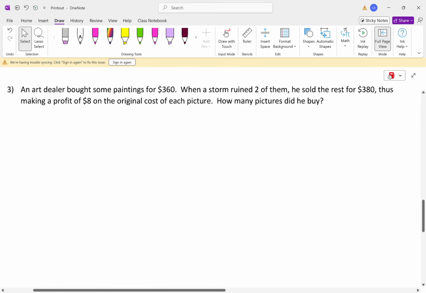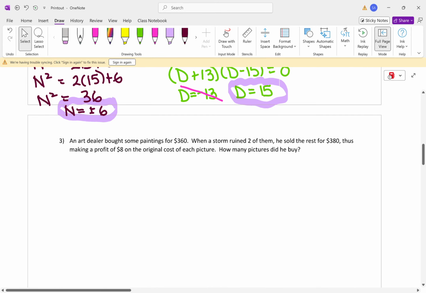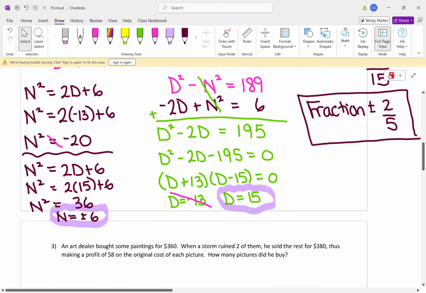See? Wait, why are those the two fractions? Because it's just one fraction, plus or minus 2 over 5. I simplified it.